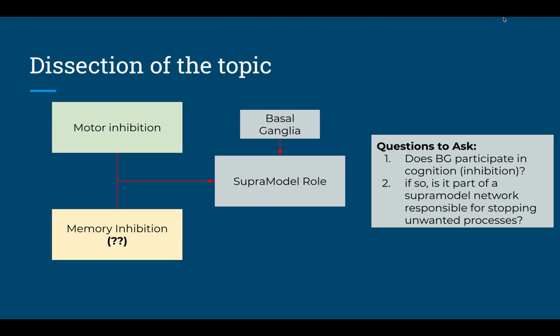A brain region is said to perform a supramodal role if the abstract functionality is common across the different inputs. Here the two inputs that we are going to consider are the motor and the memory. The functions we are going to consider are prevention and cancellation.